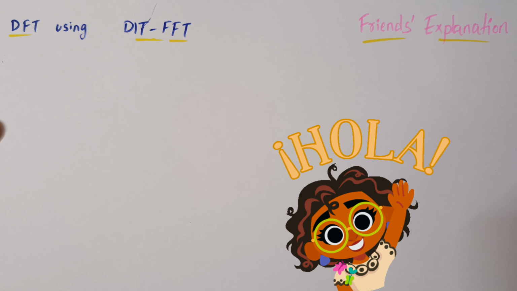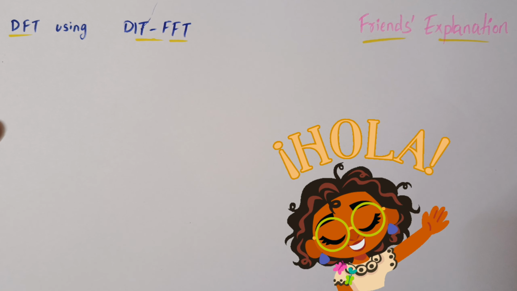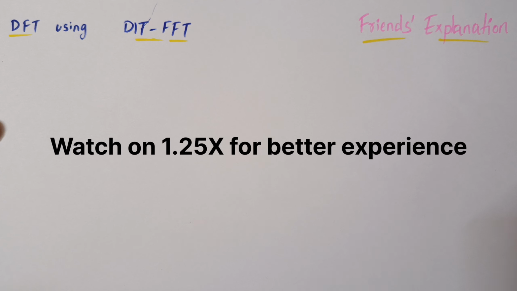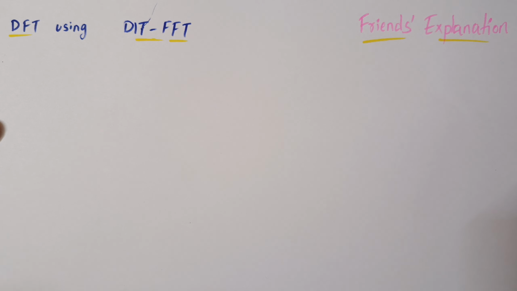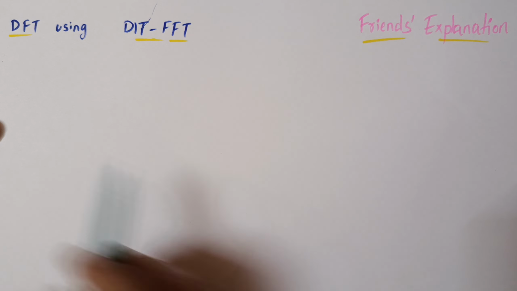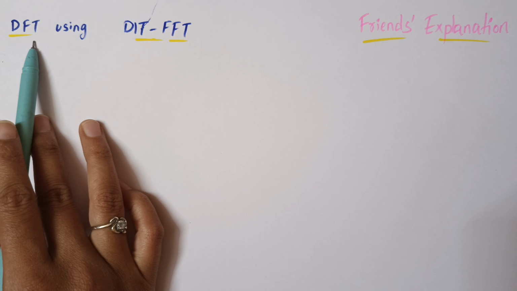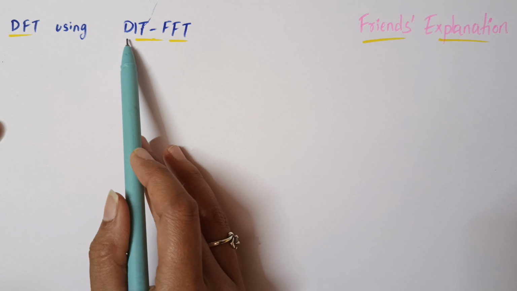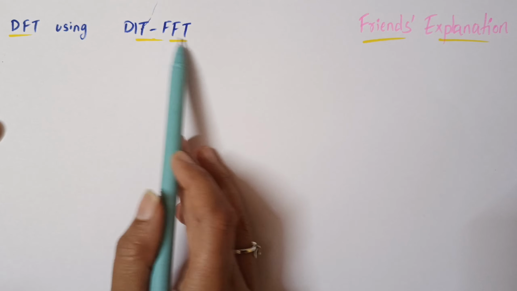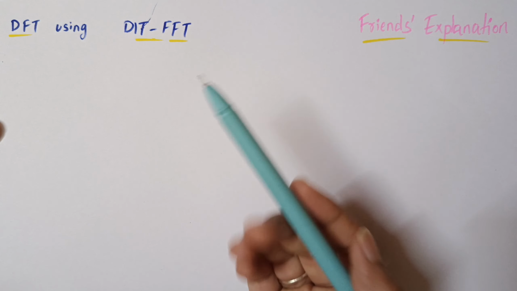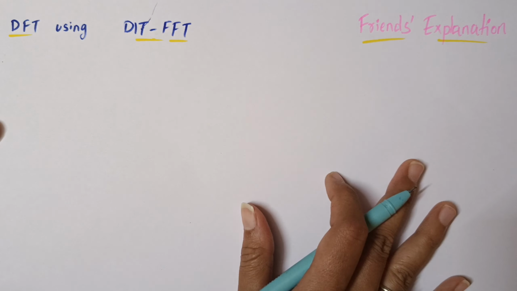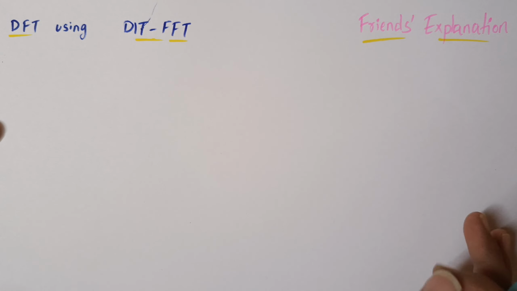Hello friends, welcome back to the channel, and in this video we are going to learn how we can convert the sequence in time domain into frequency domain using discrete Fourier transform, and we will be using decimation in time fast Fourier transform. So let's get started and let's understand how we can do this process.